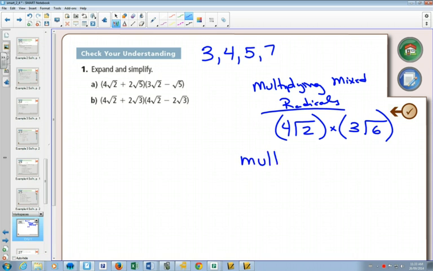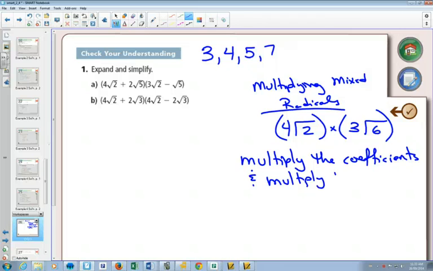I'll call the numbers in front the coefficients, so multiply the coefficients and multiply the radicals. This is important. So if you have something like a 4 root 2 times a 3 root 6, well, multiplying the coefficients, 4 times 3 will be 12, and multiplying the radicals, root 2 times root 6 will be root 12.